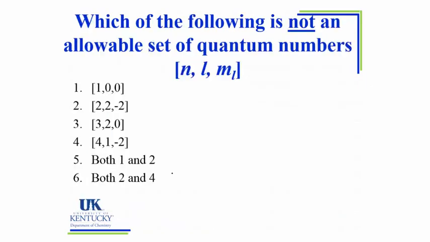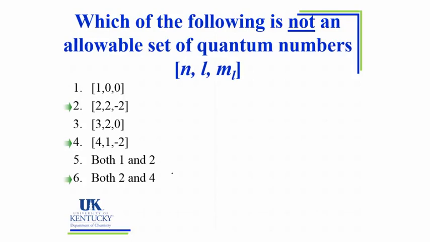Can you think about their connections and choose which ones are not allowable? Stop, examine it, and then return. Okay, so 2 is not allowable. 4 is not allowable, so the right answer is both 2 and 4.